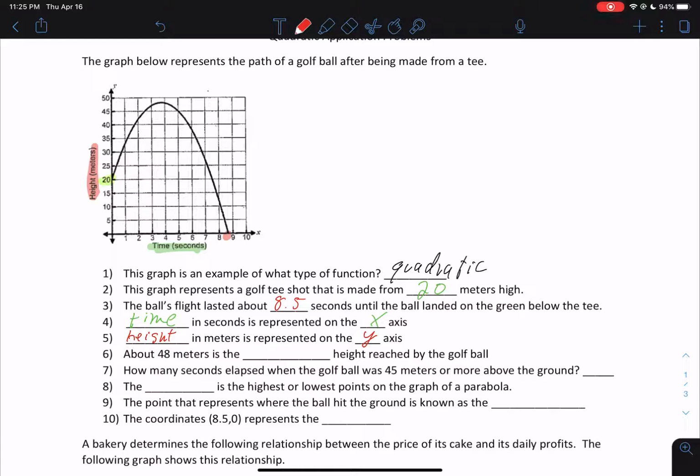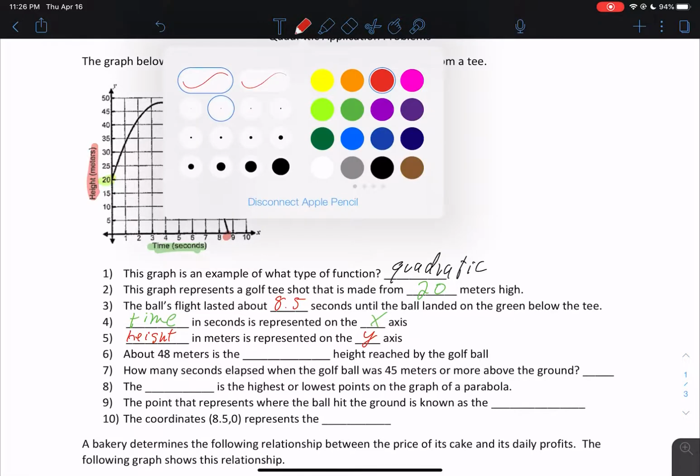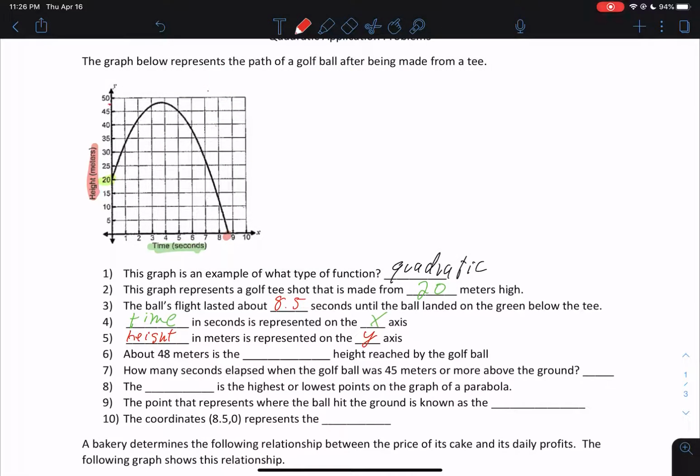About 48 meters is the blank height reached by the golf ball. So let's see, 48 meters. Where is that? 48 meters happens to be somewhere here, and apparently that happens to be my maximum. So we'll say maximum.